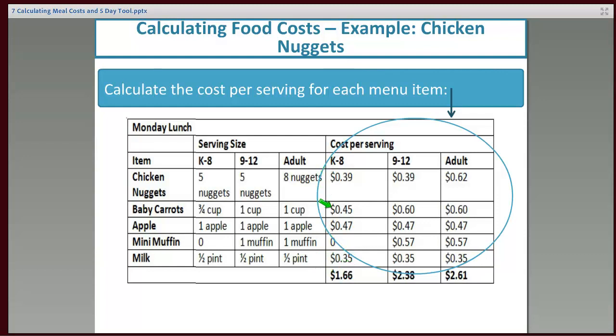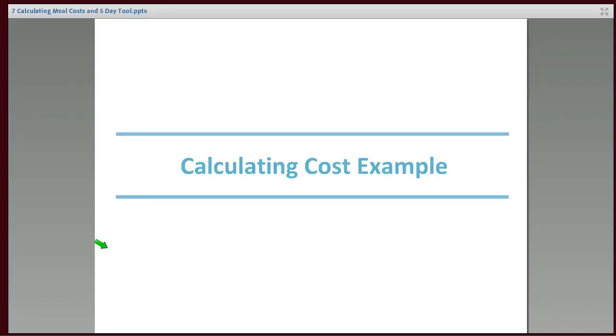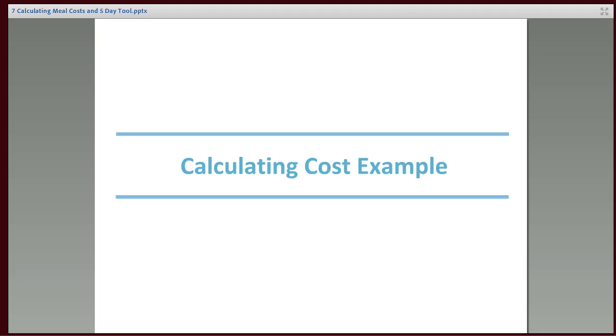So you'll just add up the cost, the food cost for each of these components of the meal and add them together to get your cost per serving. So in this example, we have a different cost for K through 8, 9 through 12, and the adults. So we'll go over a more specific example on calculating costs now.